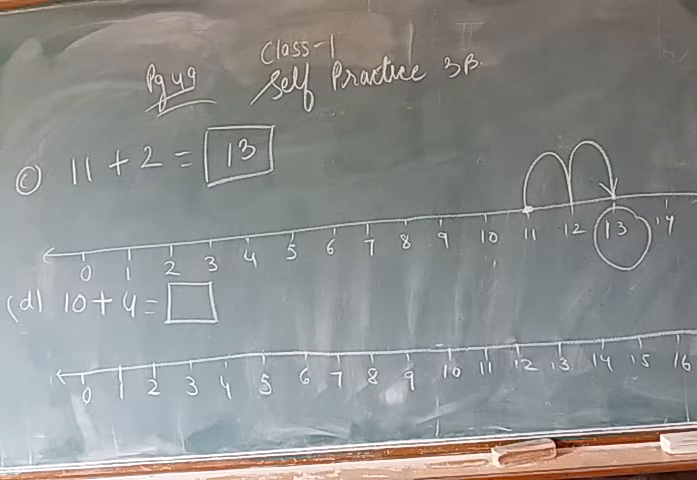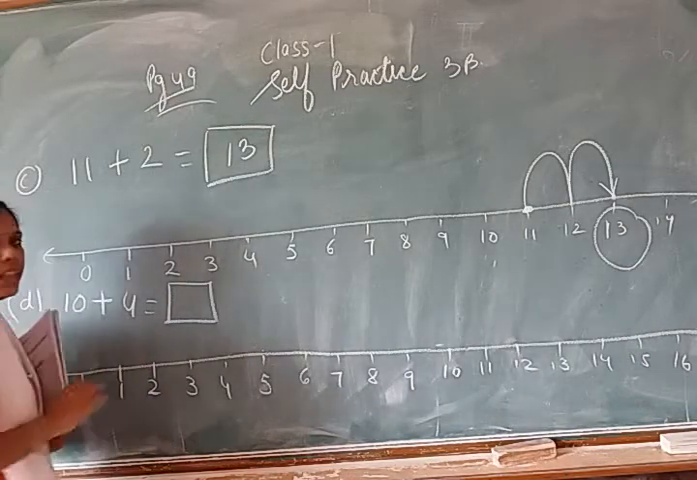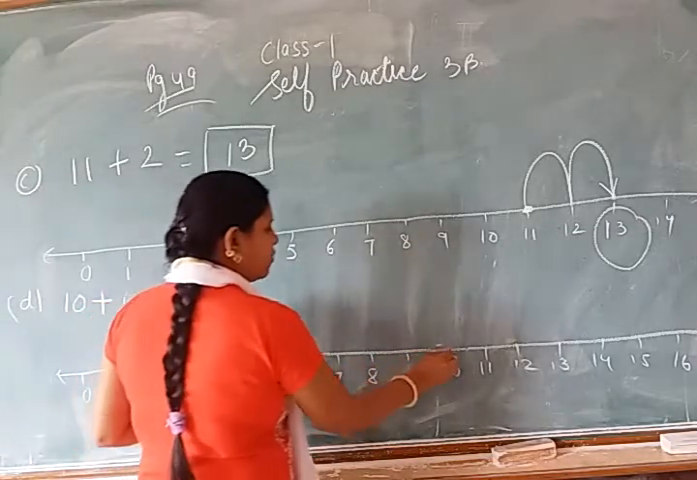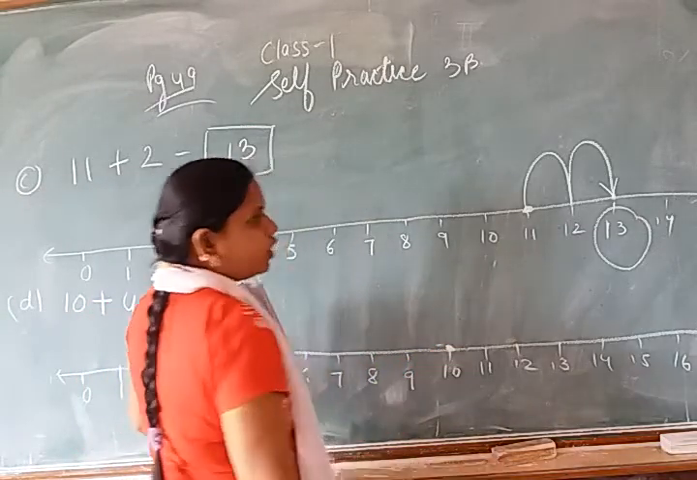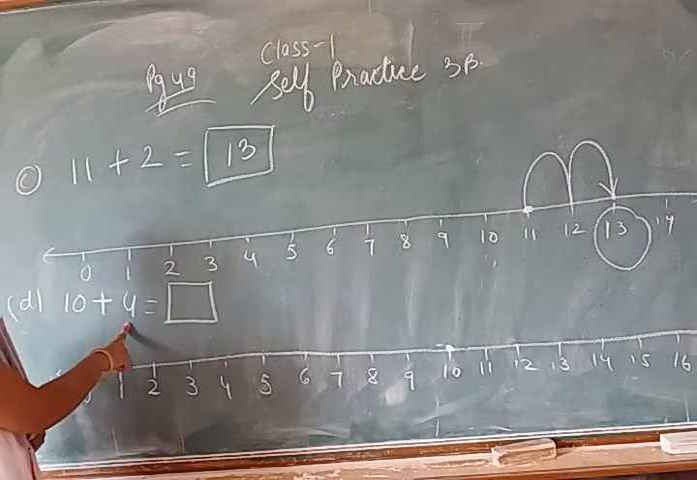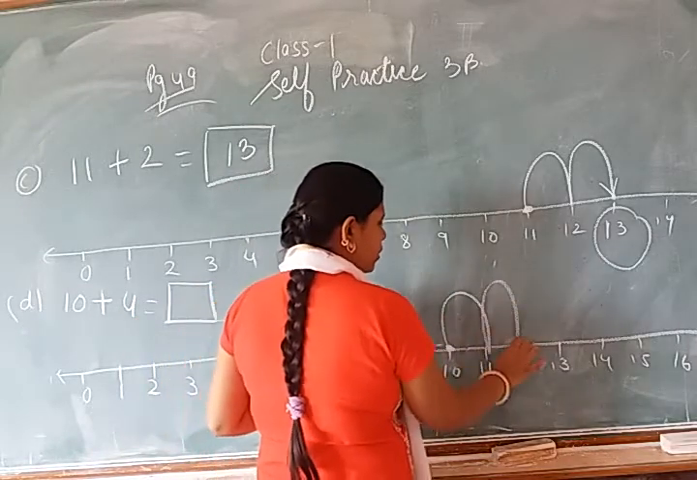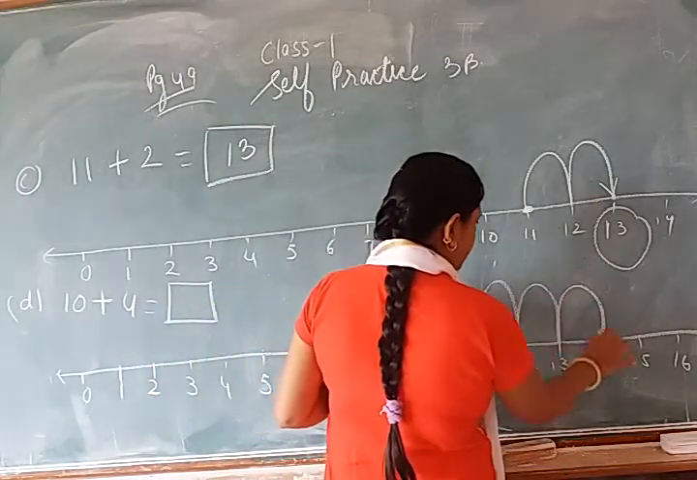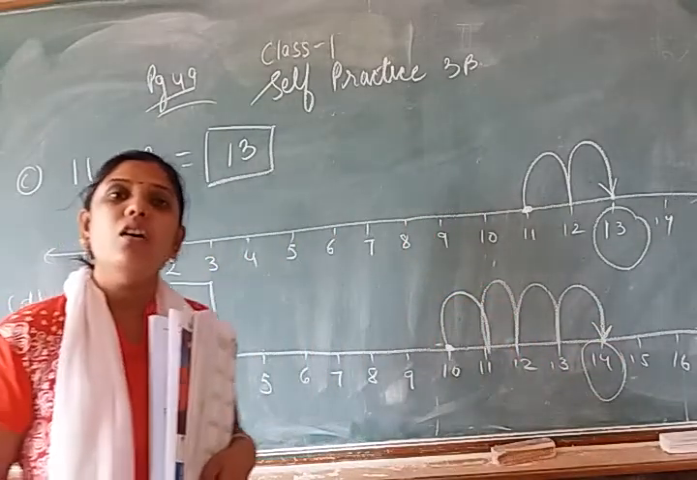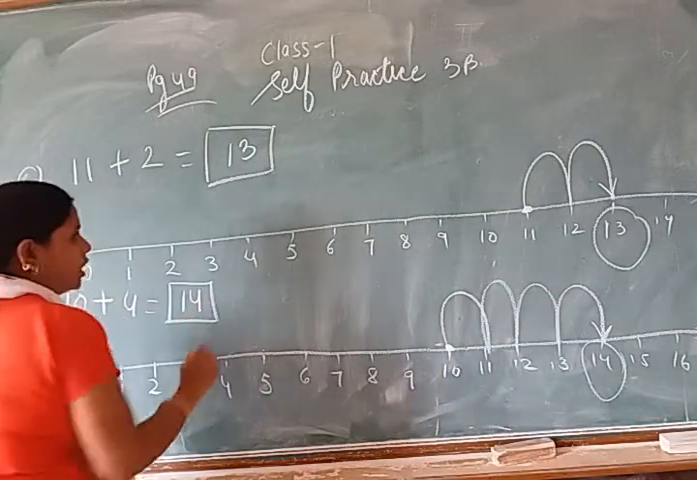So the question is 10 plus 4. That means on which number are you standing? You are standing on number 10. So make a big dot on number 10. Now how many steps do you have to move? 4 steps. So jump 4 times, 1, 2, 3 and 4. At which number do you stop? You stopped at number 14. So the answer of 10 plus 4 is 14.